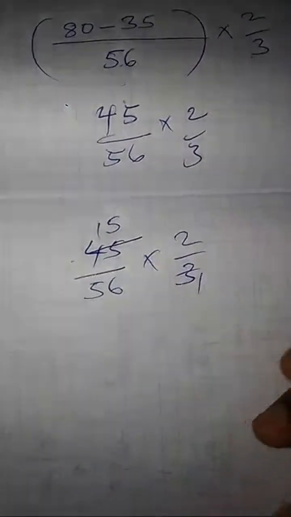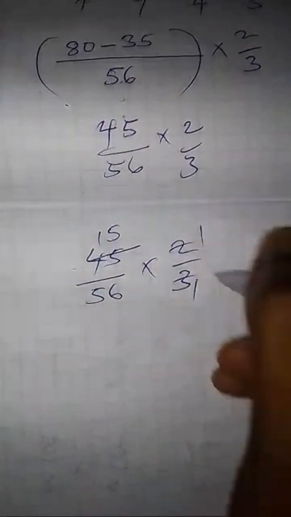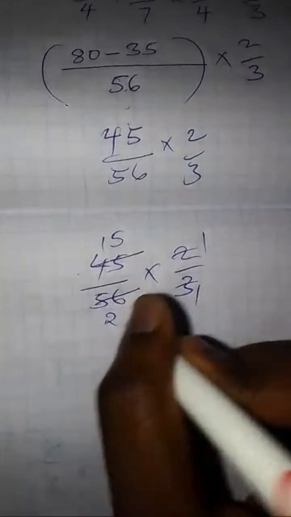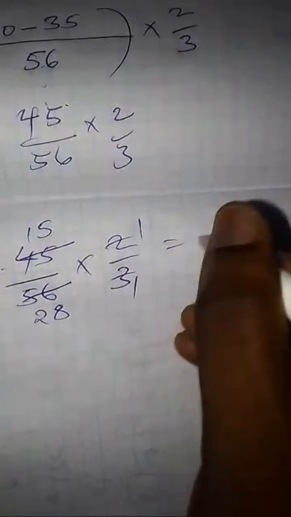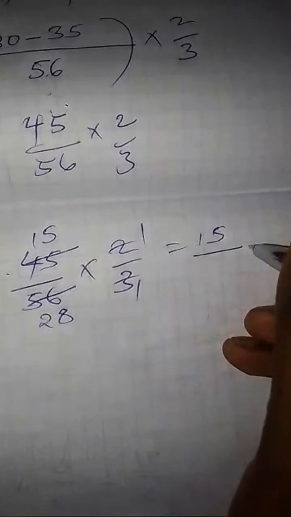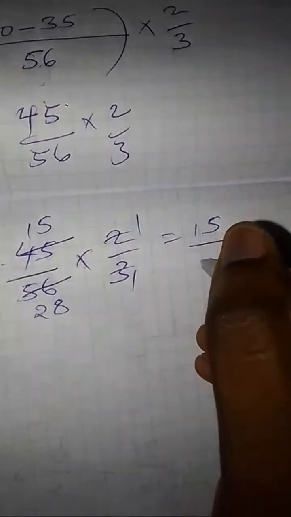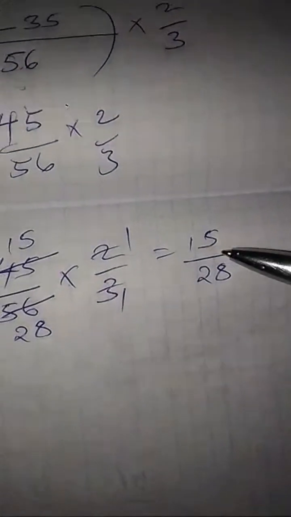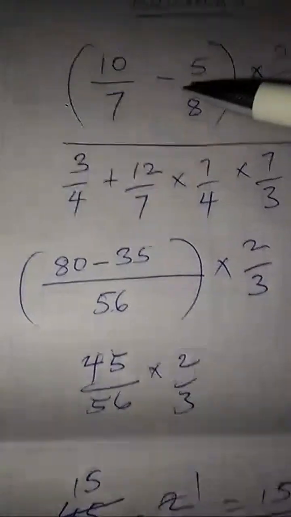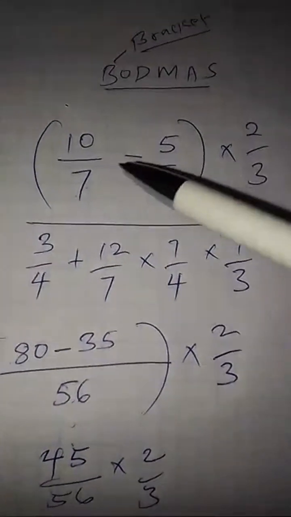So here we shall have 2 here once, 2 into 56 we shall have 28. So 15 multiplied by 1 is 15, 15 out of 28. So this 15 out of 28 is the one that we've worked out here.